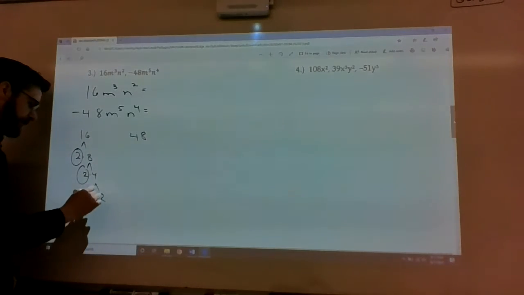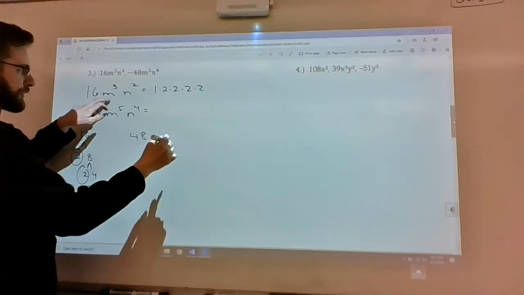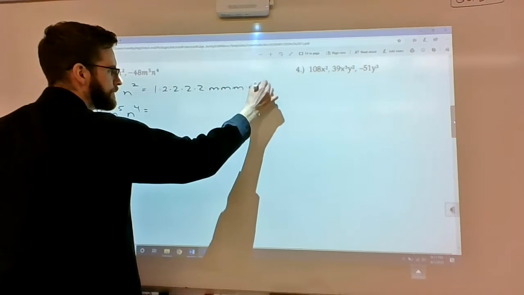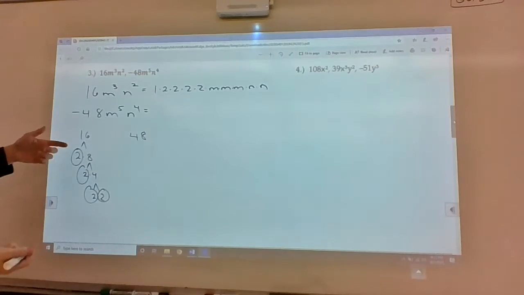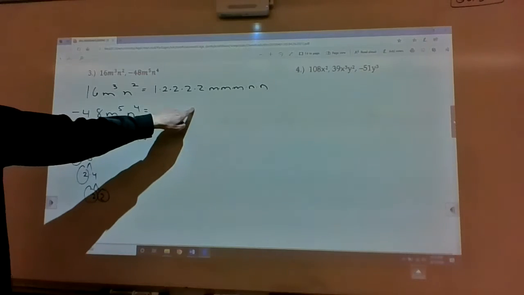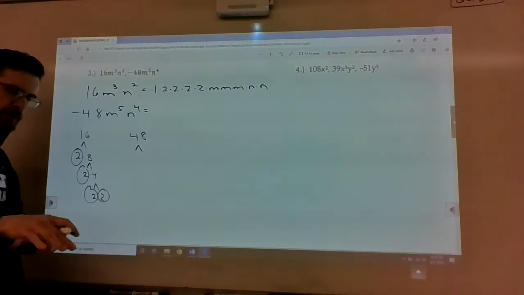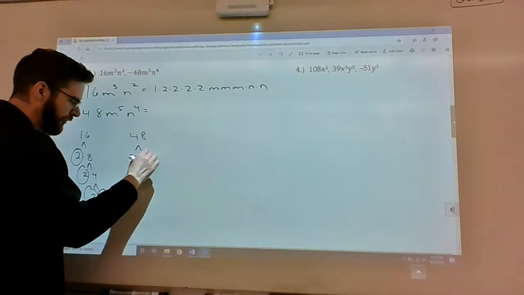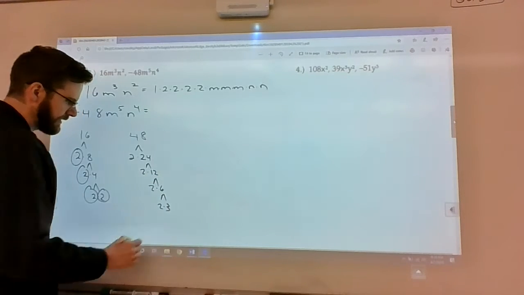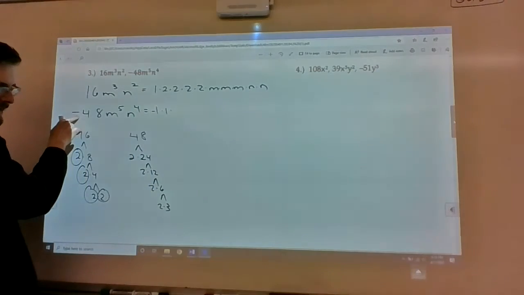So there's 1, 2, 3, there's 4 2's. So 2 times 2 times 2 times 2, 3 m's and 2 n's. And then 48. 48 is actually just 3 times 16. So if you want to, throw the 4 2's down here and then put a 3 outside of that. If you want to do it the traditional way, though, 2 times 24, 2 times 12, 2 times 6, and then 2 times 3. So it's -1 times 1, because we got a negative out there.